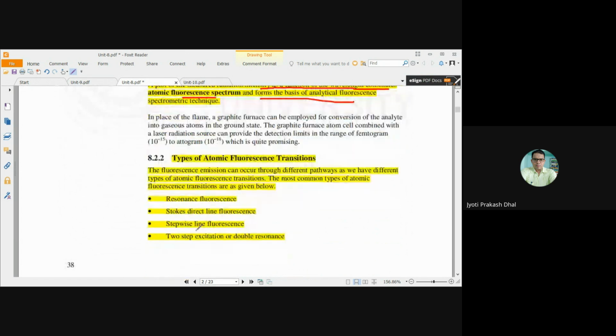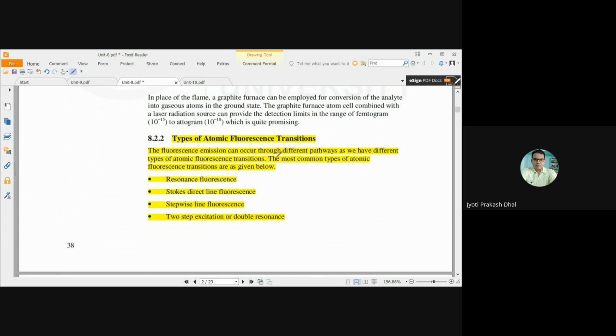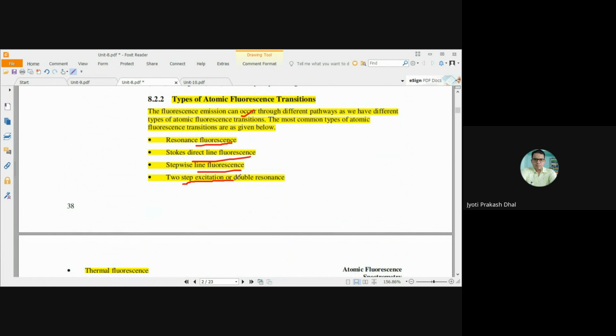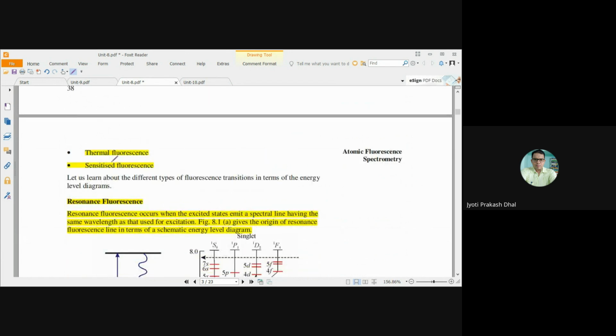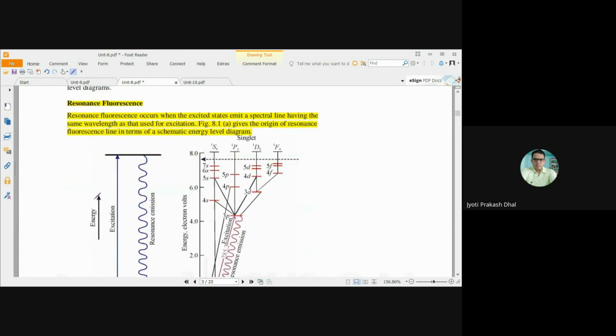Now, first we'll discuss the different types of atomic fluorescence transitions. The fluorescence emission can occur through different pathways. The most common types of atomic fluorescence transitions are resonance fluorescence, then Stokes direct line fluorescence, then stepwise fluorescence, then two-step excitation or double resonance, then thermal fluorescence, then sensitized fluorescence. First we will discuss resonance fluorescence.